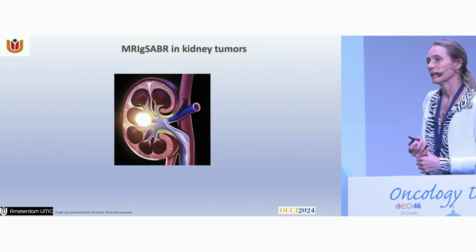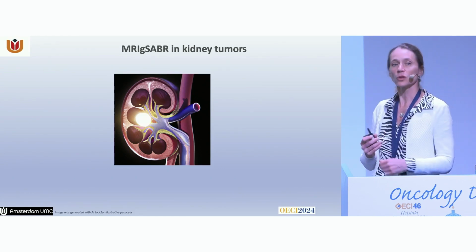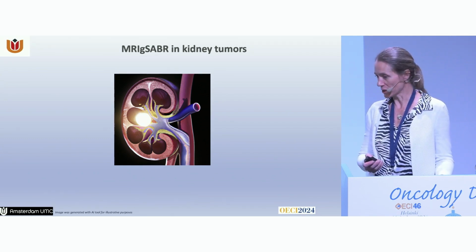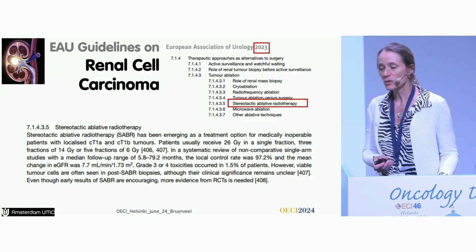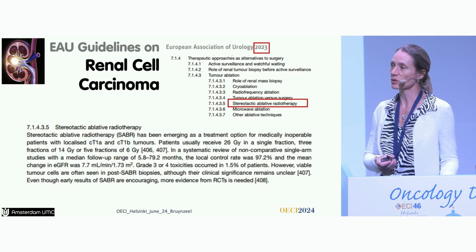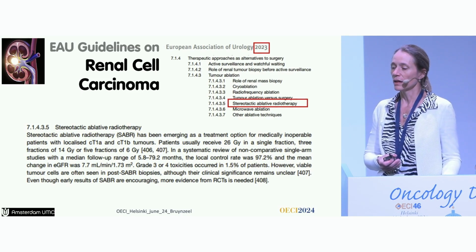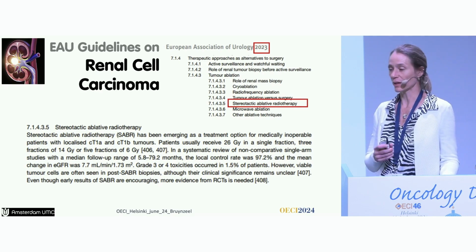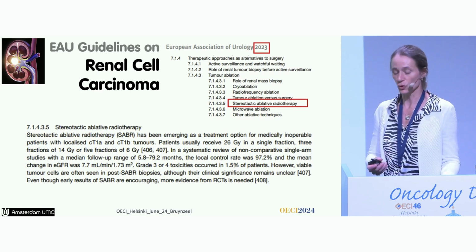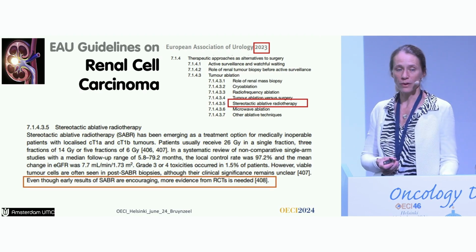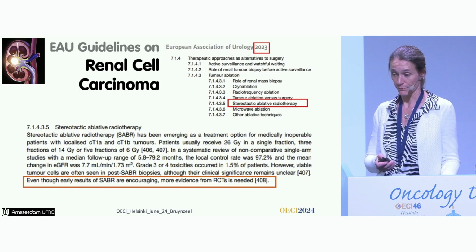Well, actually, radiotherapy was not part of the treatment in primary kidney cancer. However, this is slowly changing. The most recent guideline on renal cell carcinoma of the European Association of Urology mentioned for the first time stereotactic ablative radiotherapy as alternative to surgery. However, they say more evidence from randomized trials is needed.